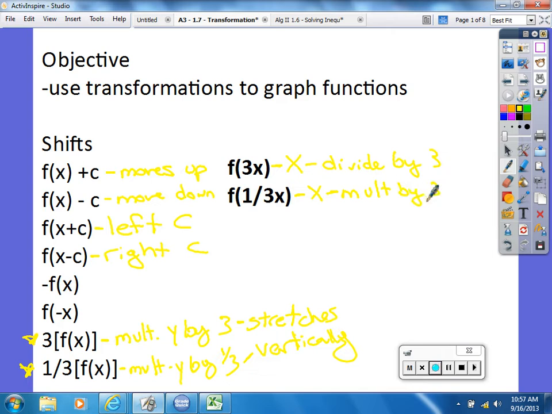Well, it says 1/3 times X. So technically I'd be dividing by 1/3, which is the same as multiplying by 3. So 1/3, what's it do to my graph? This is my graph. It would stretch it, right? So a fraction on the inside will stretch the graph. Stretch horizontally. Or if it's a whole number, it would shrink horizontally.